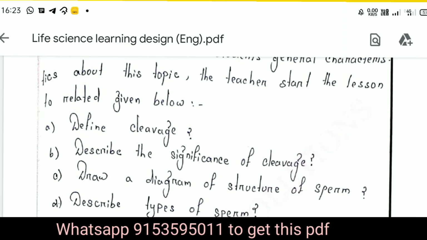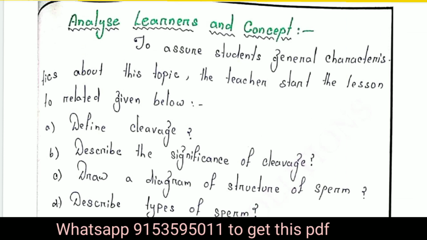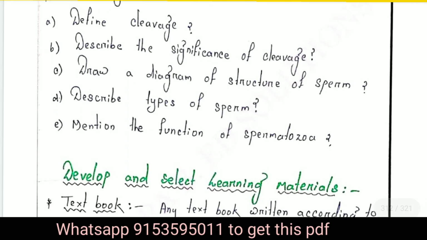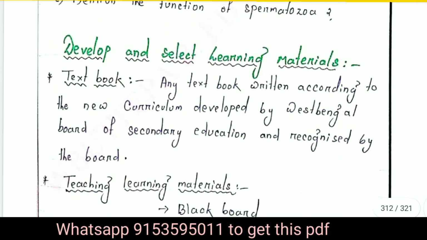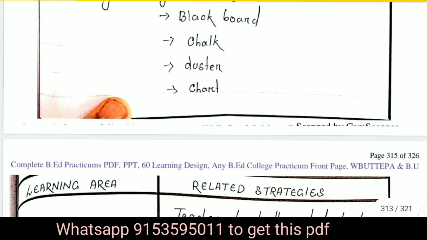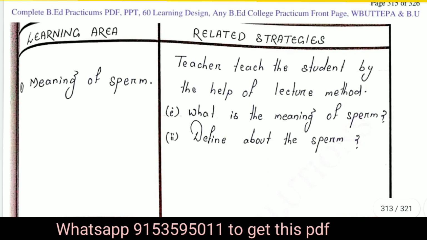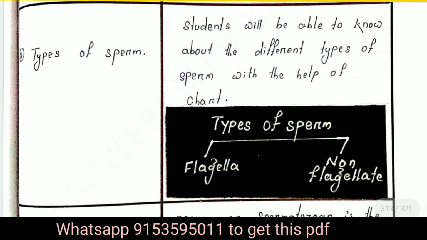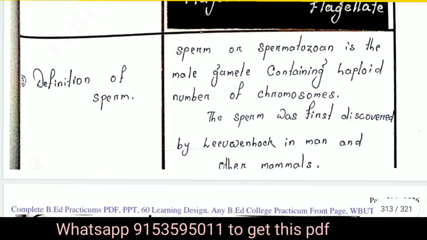Analyze learner and concept to assure student general characteristics about this topic related to the given below. Define cleavage and so on, as follows. Develop and select learning materials: textbook, teaching learning material, blackboard, chalk, duster, chart, etc. There are two parts: learning area and related strategies. Meaning of sperm. Type of sperm. Definition of sperm.